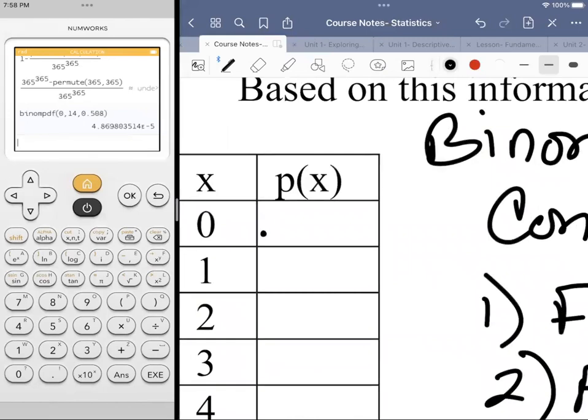So 0.0000487. So what would you do? Binomial parentheses, basically 0, 14, 1, and then 0.508. You'd have to do that for the whole list. You'd have to do it for the whole list.